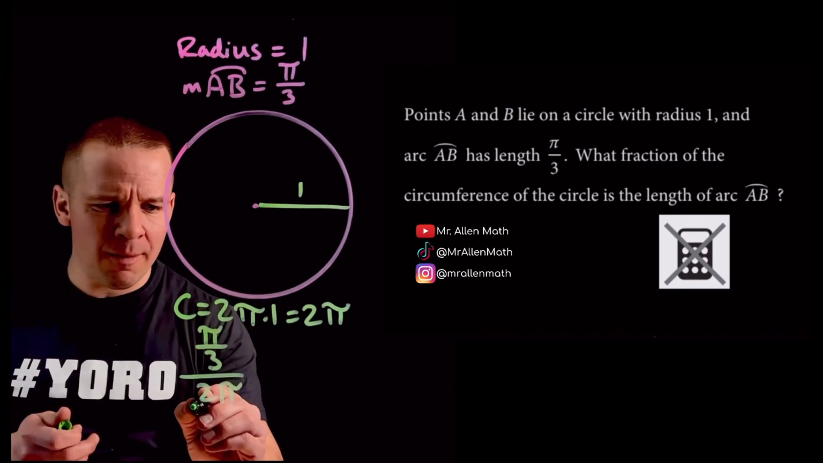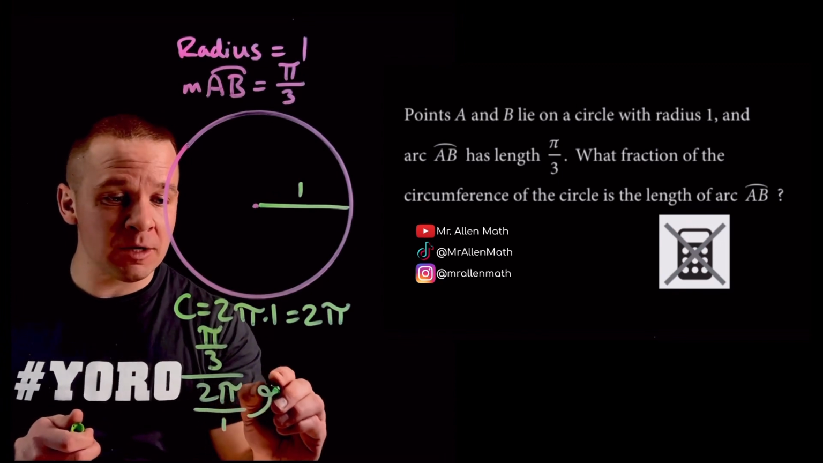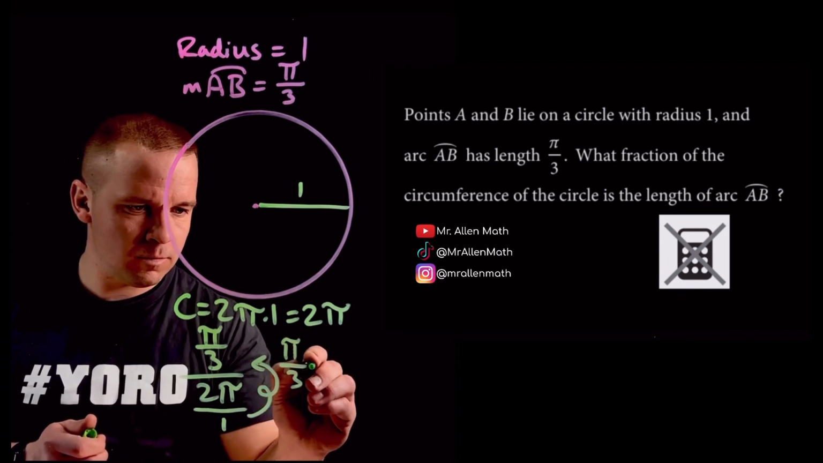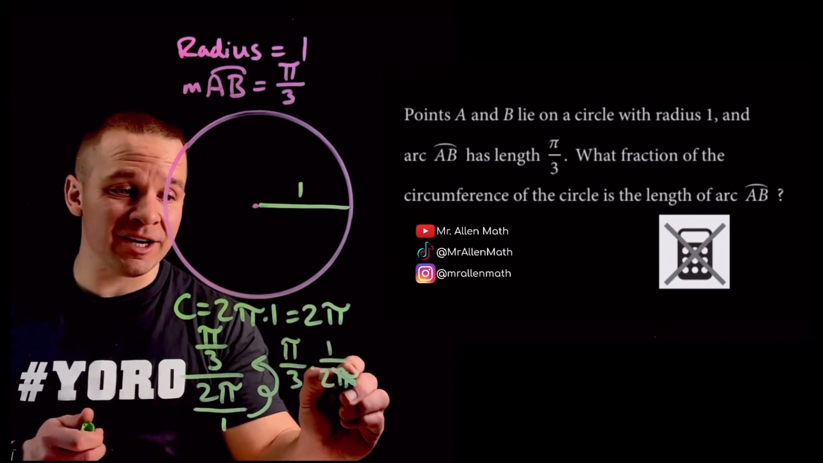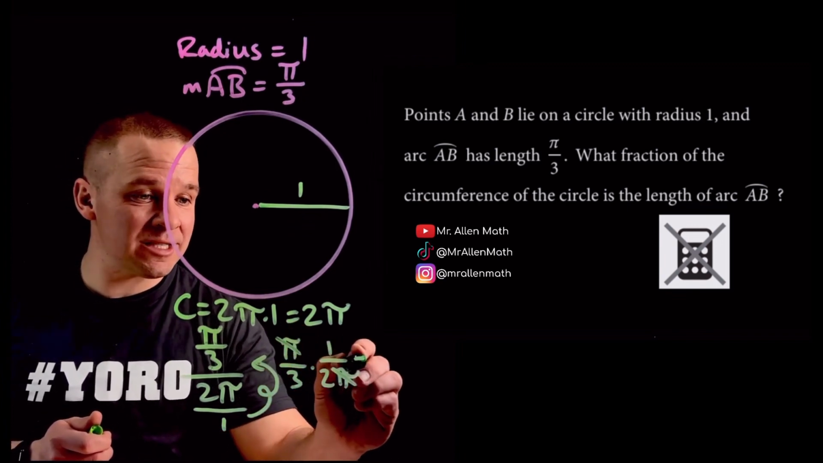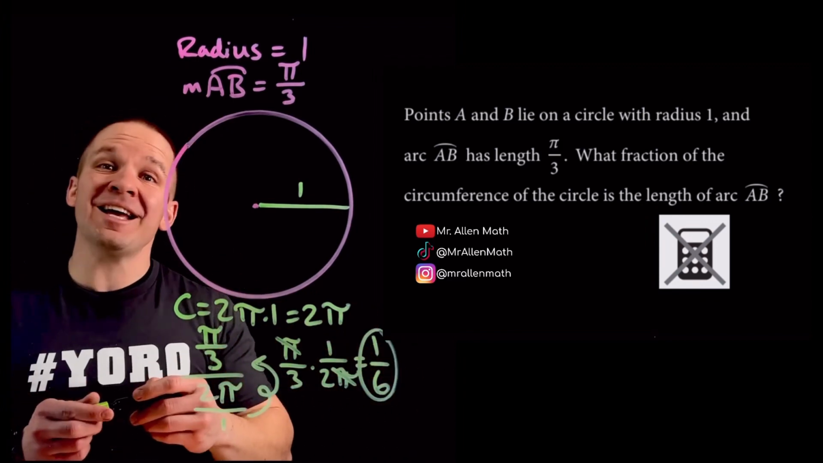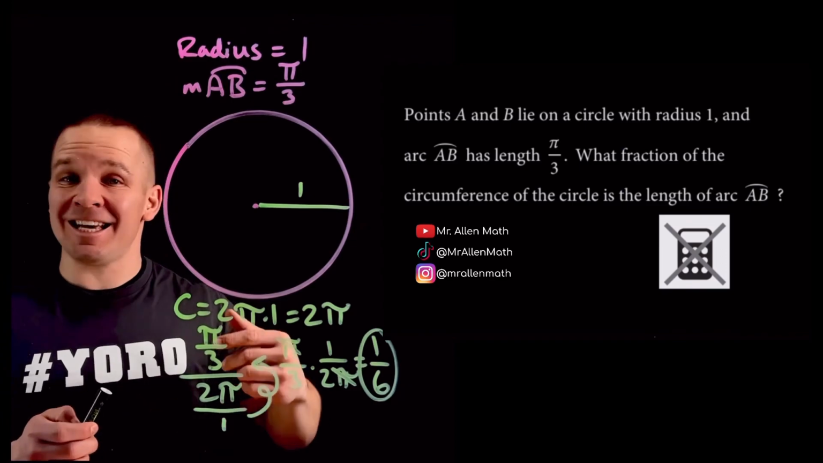Well, how am I going to do that? I'm going to write this over 1, and then I'm going to multiply by my reciprocal here. That's official notation for that. Now my pi's are going to cancel. 2 times 3 is 6, so I get 1 over 6. 1/6 of the circle is that arc AB. That's it, and that's dope.